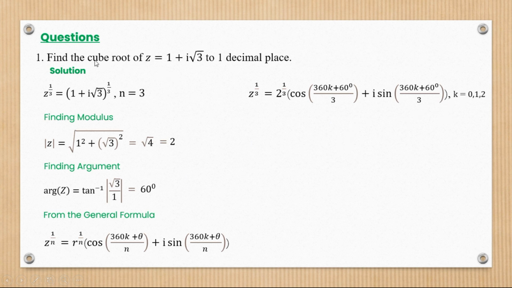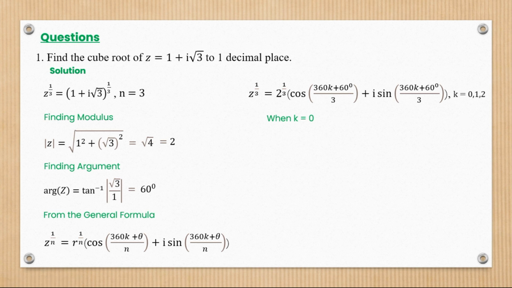Now because we are dealing with cube root, the values of k only go from 0 up to 2, because remember that the last value of k is equal to n minus 1. Now because n is 3, the last value of k is 3 minus 1, which is 2. So that's how we have k values only ranging from 0 to 2. So we have 0, 1 and 2.